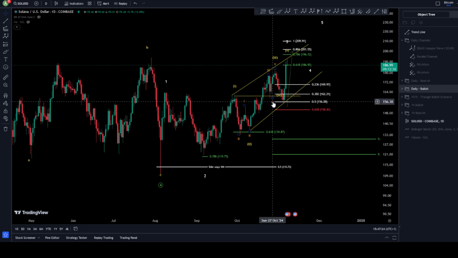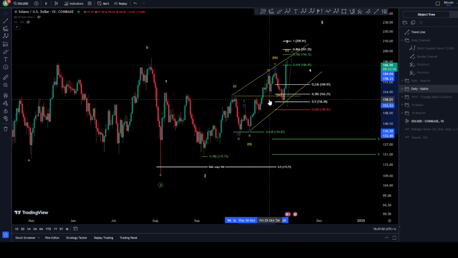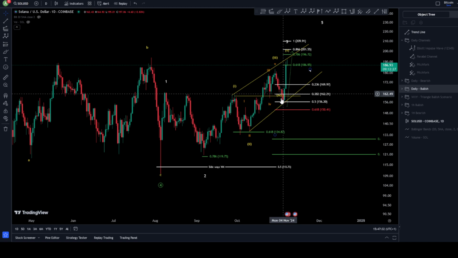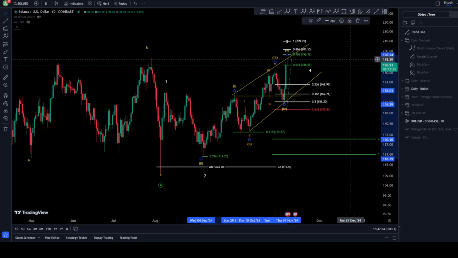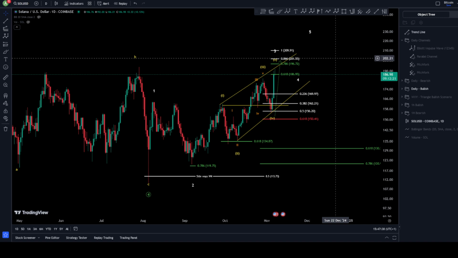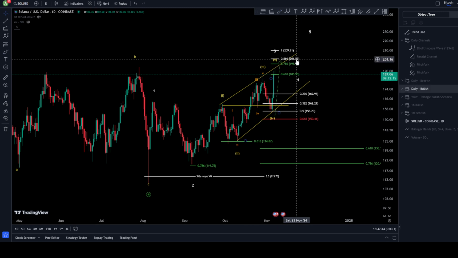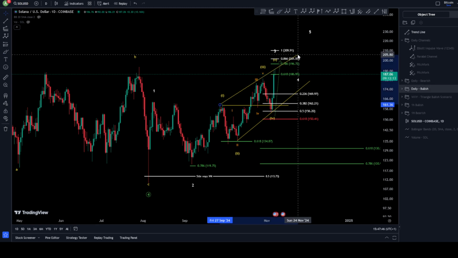So basically, we need to reanalyze the counting here. 1, 2, 3, 4, 5. Okay, for the orange, that's fine. Then big wave 4 for the yellow, that's perfect. And then wave 5. So possibly our wave 5 in the yellow scenario has already topped right now, guys. And this is in a contracting diagonal.